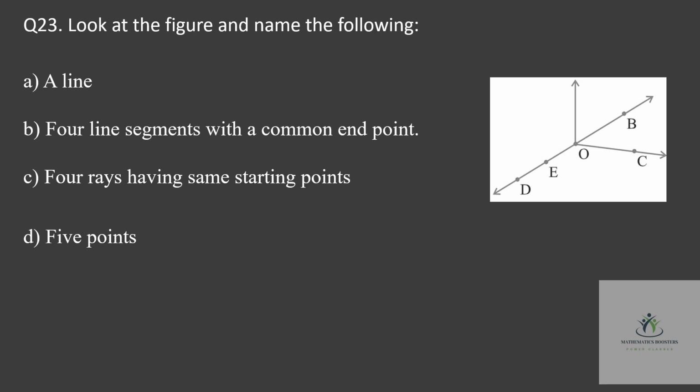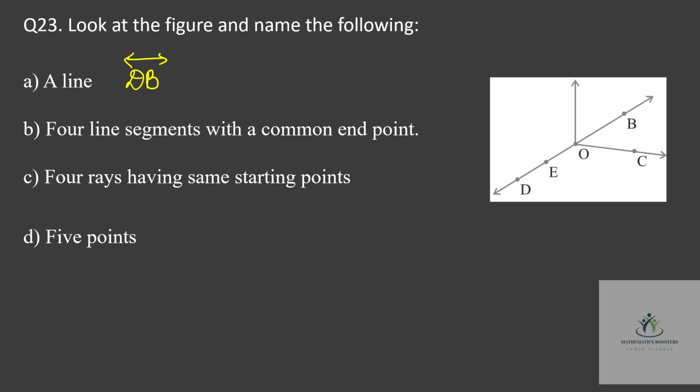Next, look at the figure and name the following. A line. The line is DB with a symbol. If you put a segment symbol on DB, then it will be a line segment. It's always advisable to keep the symbol, whether it's a ray, a line segment, or a line.